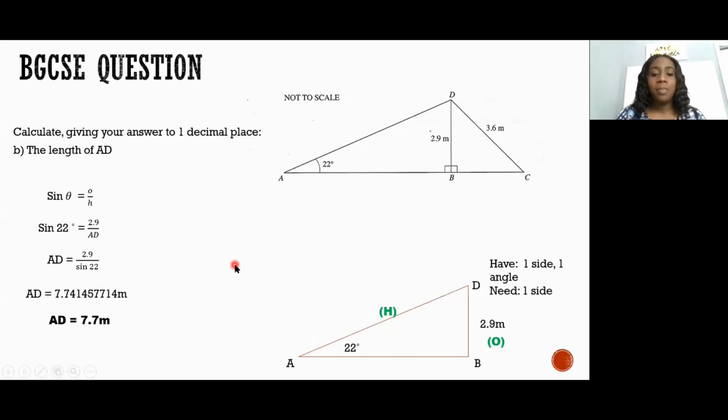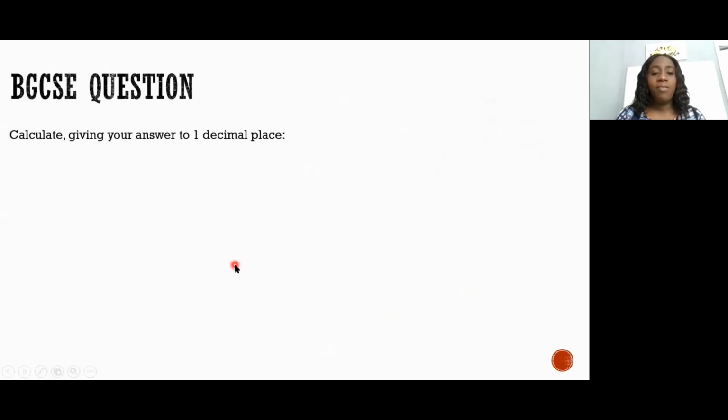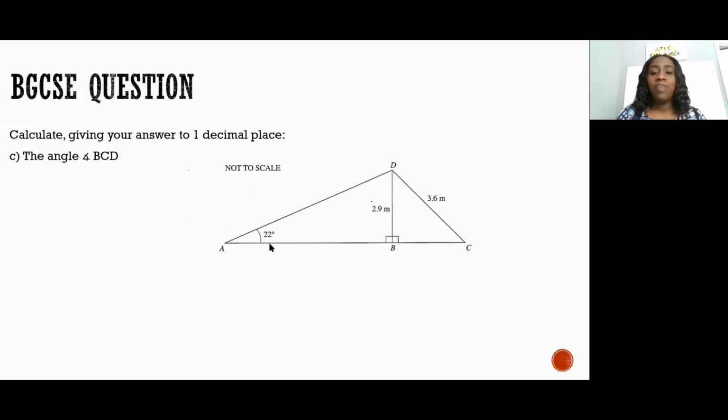All right. Last part of the question. Calculate, giving your answer to 1 decimal place, the angle BCD. All right. Which triangle am I going to focus on again? This one is a given though. I'm going to use BCD again. That's a given. So I'm going to go ahead and put that in there. Now, what do I have? I have two sides and they're asking me to find an angle.